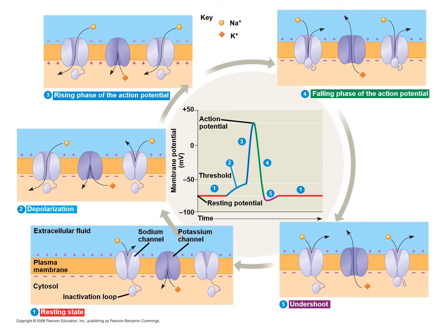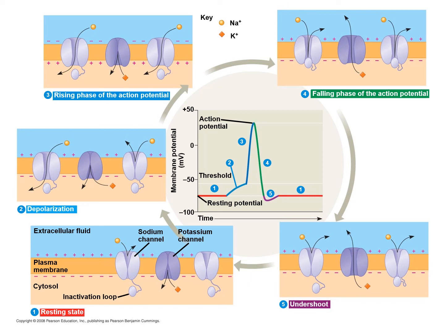Let's take a look at this again, this time just focusing on the voltage-gated channels. So we start at number 1, that's our resting state. And remember that that resting state is maintained by the sodium-potassium pumps. They're moving sodium out of the cell, they're moving potassium into the cell, they're setting up this gradient that can be used to do work. And in this case, that work is creating an action potential.